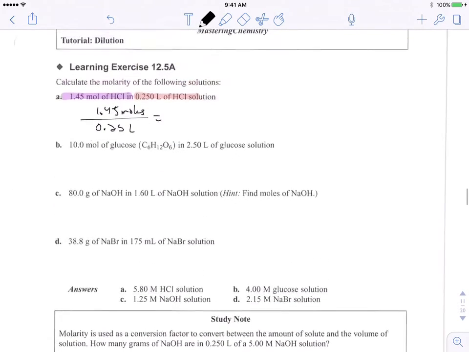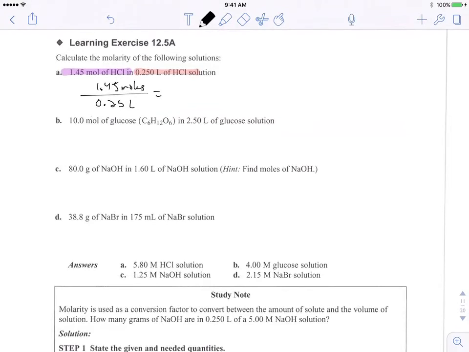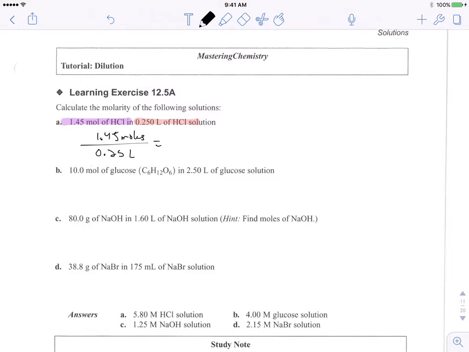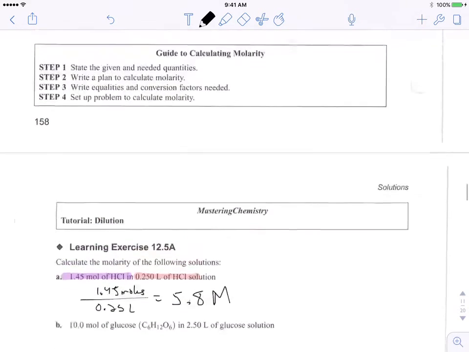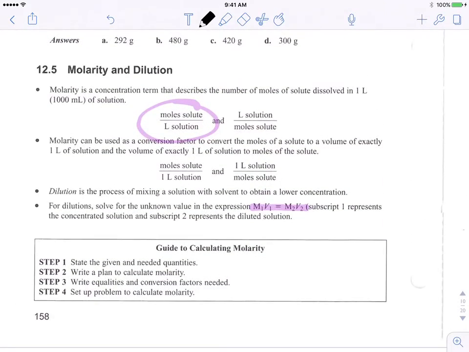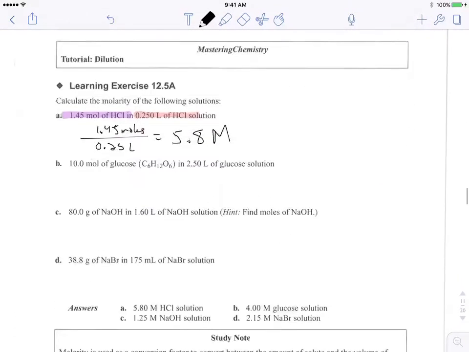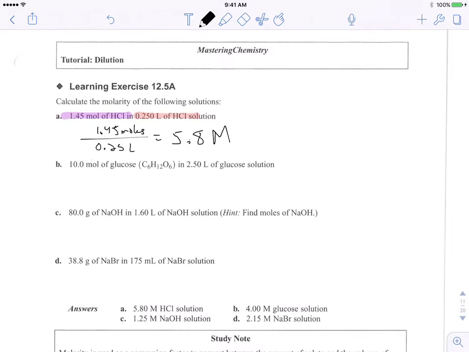Cool. I got 5.8 molar. Check my answer. Perfect. That is how you want to use it. Do the work, then check your answer. 5.8. Capital M is what we call molar. Cool. So put that up here. Capital M, molar. Moles per liter.